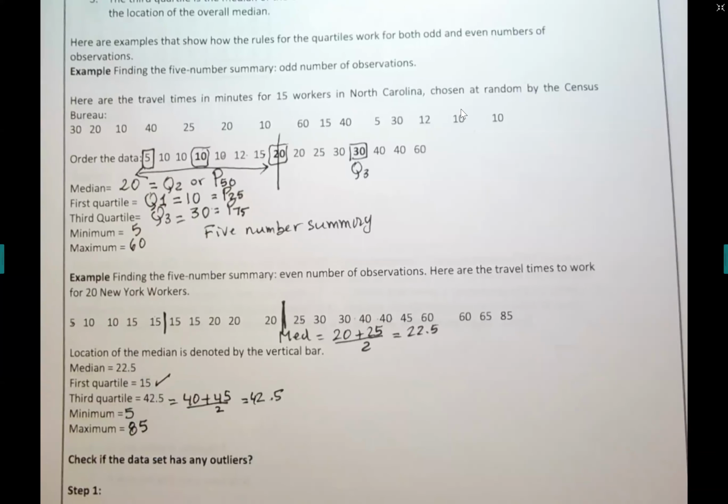$85. Hamdiya says 85, and I agree. It looks like probably if there are extreme values, but how can you tell? That's how we're gonna find out how to check for outliers. Okay, you're ready? It's a very easy process, and I'll show you how to do it, guys.